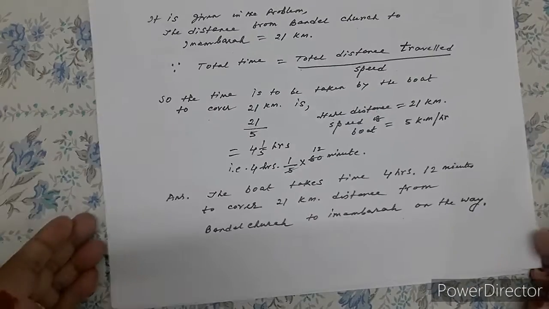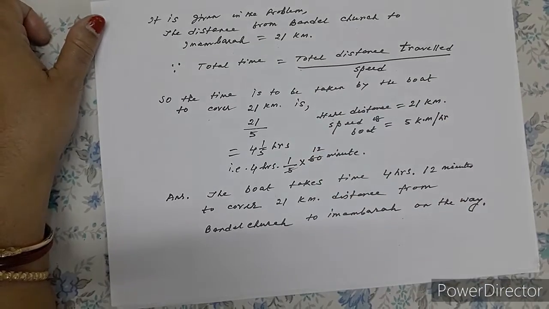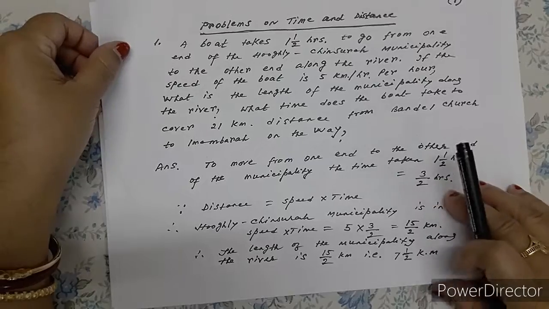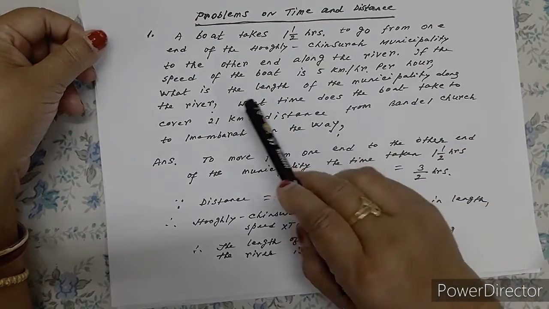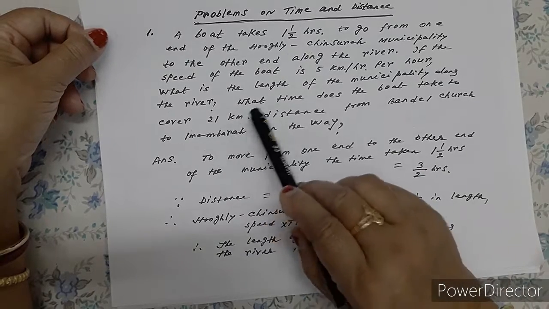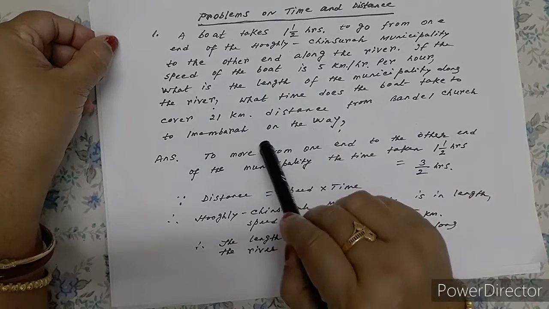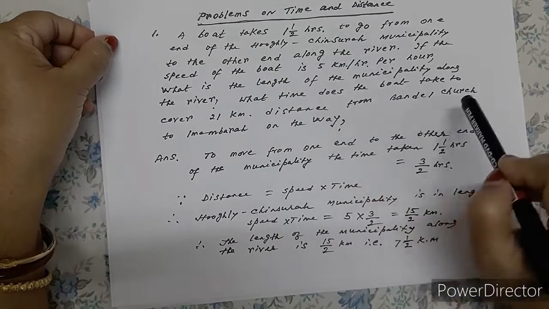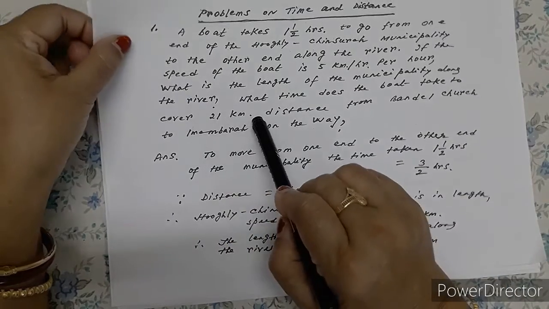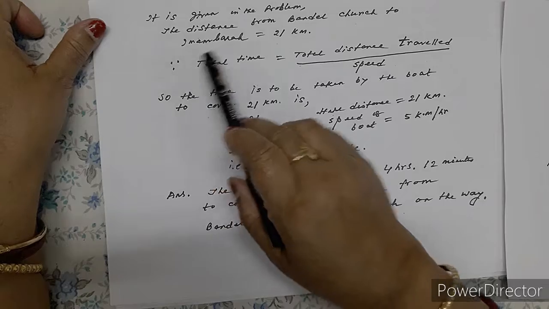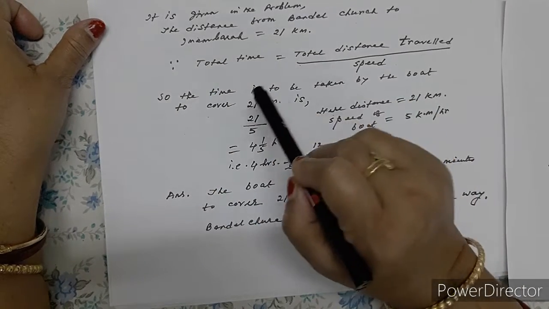Next, it is given in the problem that the distance from Bandel Church to Imambara is 21 kilometer. What time does the boat take to cover the 21 kilometer distance from Bandel Church to Imambara? That means the distance between Bandel Church and Imambara is 21 kilometer. How much time has been taken?